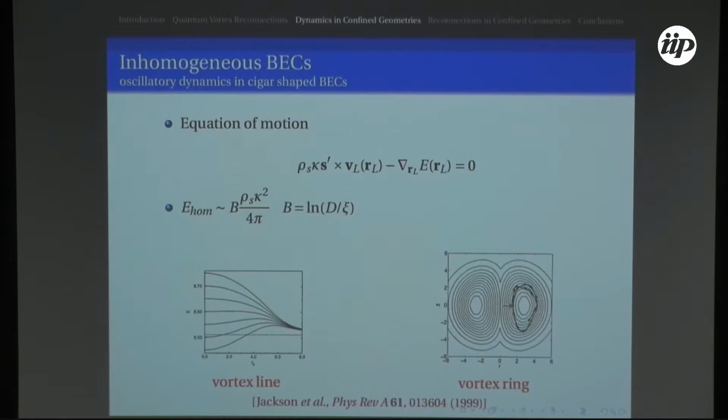So depending on where it is, the energy which the vortex conveys to the condensate, and the energy in total, varies. And so to find the equation, to find VL, we have to solve this equation. In a homogeneous condensate, of course, you don't have this part. In fact, a single vortex is still, it doesn't move. But the energy is, let's say, proportional to the density.